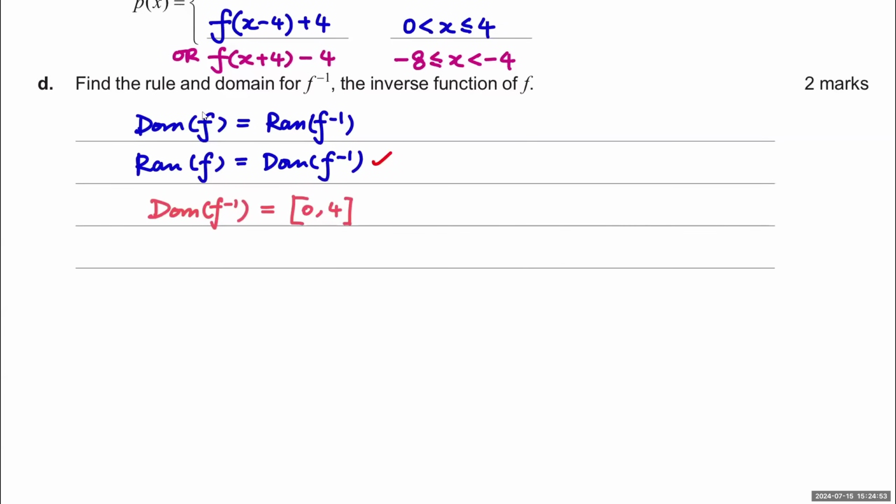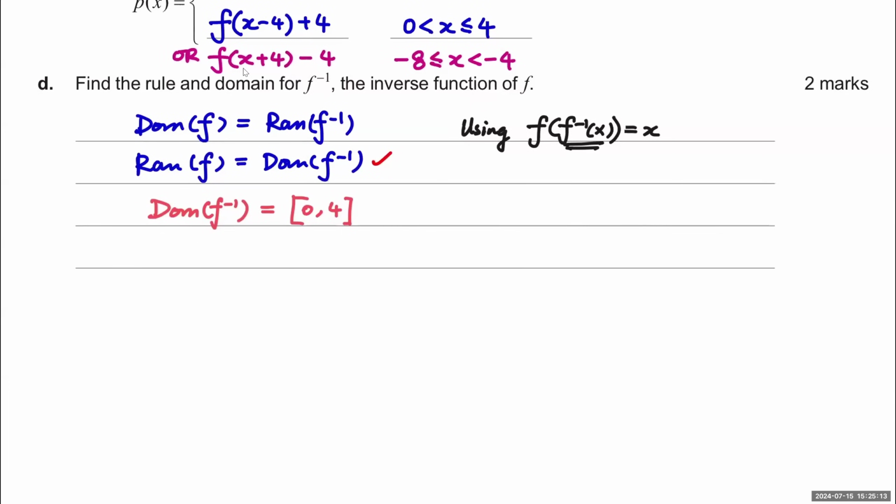The next thing is to find the inverse function of f. So use f of f inverse of x equals x, solving for this f inverse of x, which is your y, or whatever letter it is.